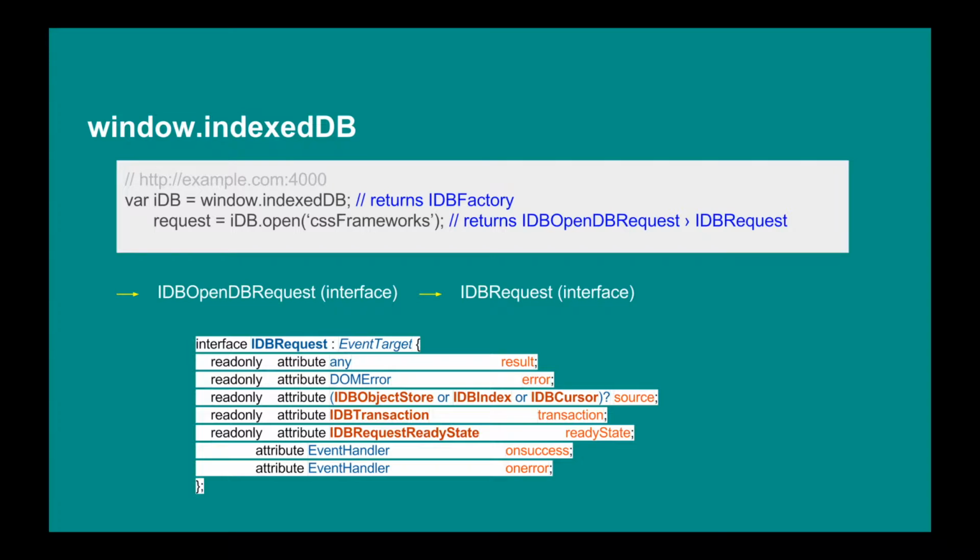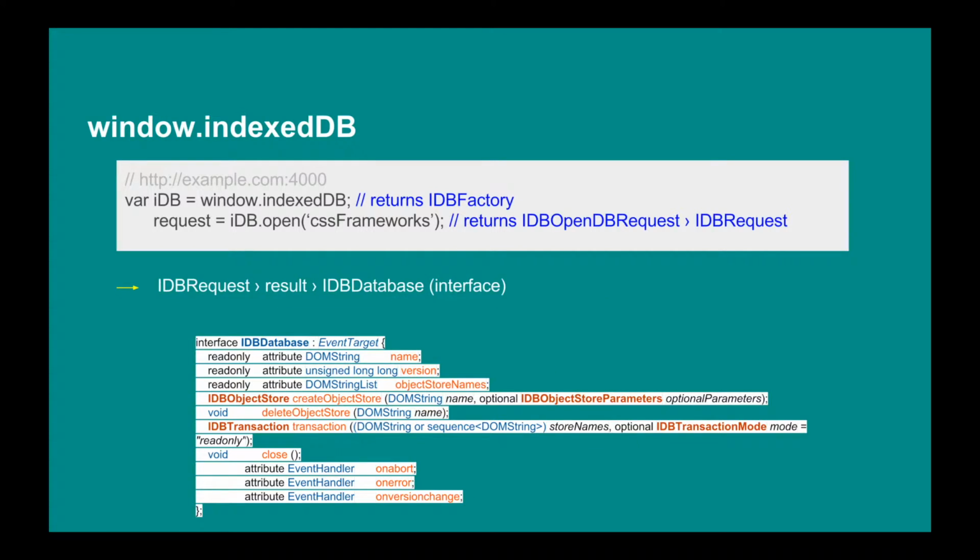In this case, since we are trying to open a DB, we would be getting an IDB database object back in the result node. This is how the IDB database interface looks. It is like a DB handler. It has all the details about the DB and all the methods to manipulate the DB. For example, it has a name, a version, and object store names, which are the store names that this particular DB has got.